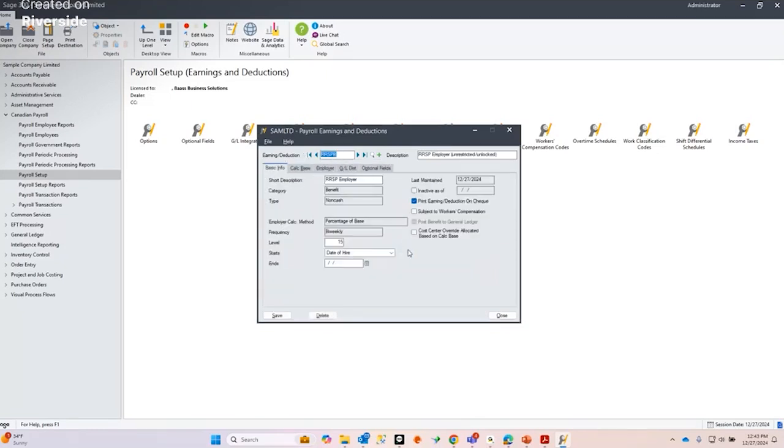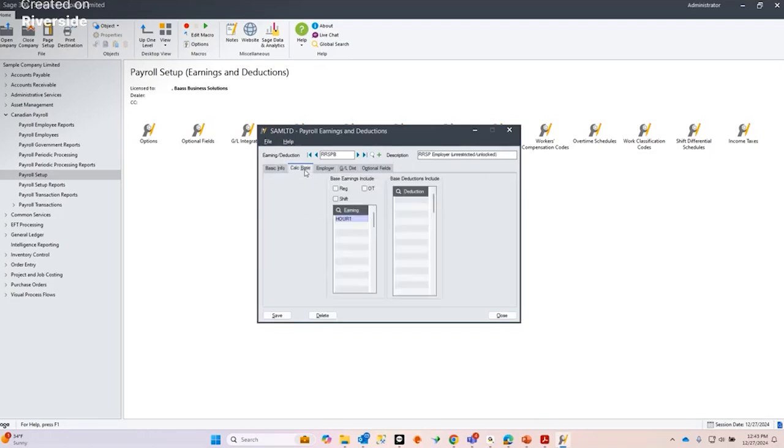So here's one I set up earlier. This particular code is unrestricted. It's a benefit non-cash. We're doing it as a percentage of base. So if the employee earns a certain amount, we're doing it as a percent of that. When you are using a percentage of base, the calculation is what do you want to base that off of. So you would put in all the earning codes that are subject to that calculation.